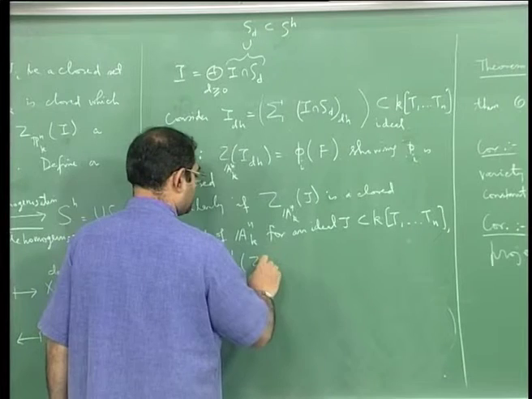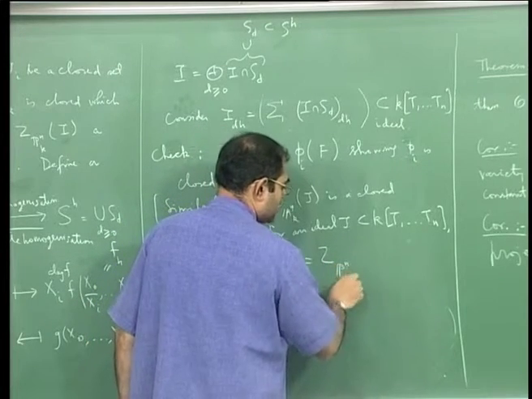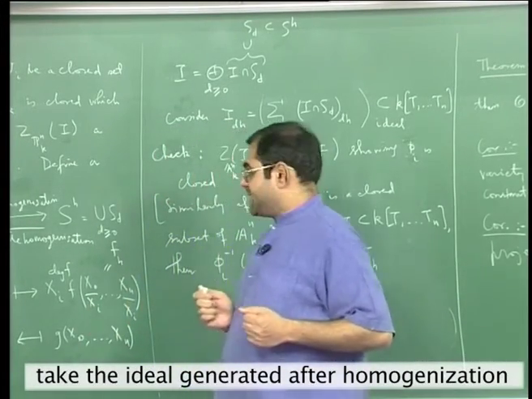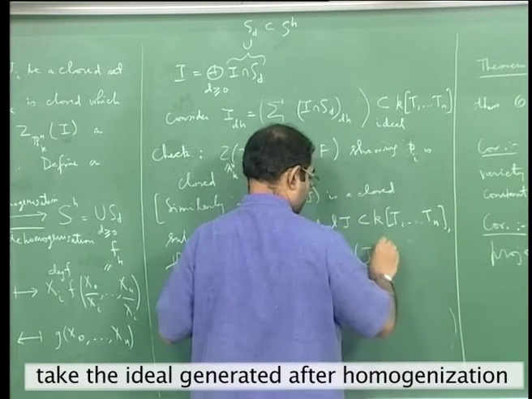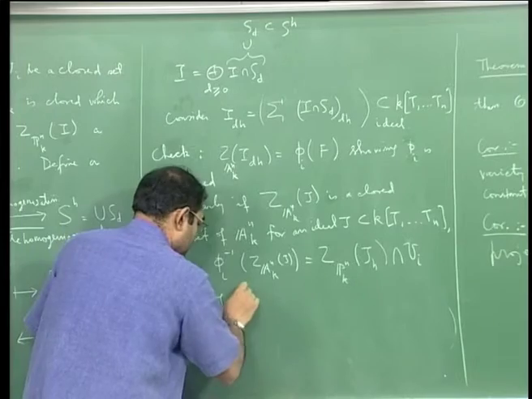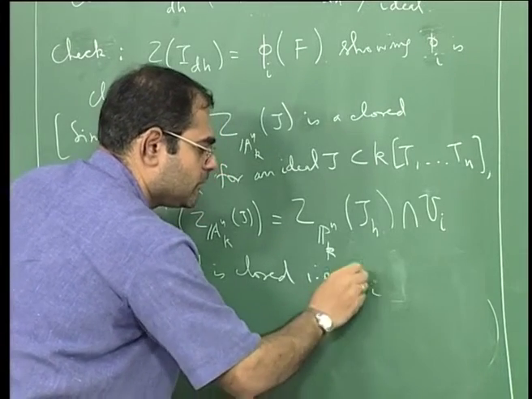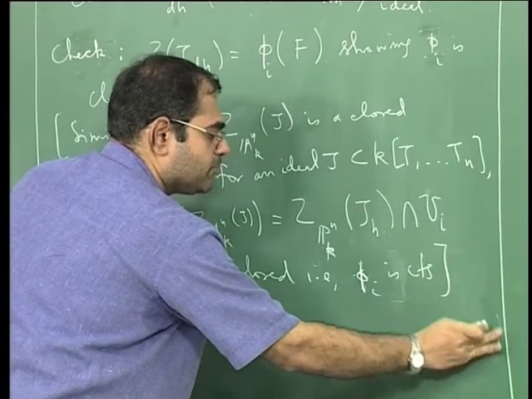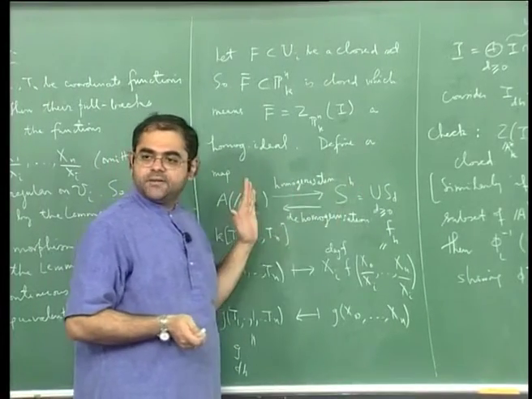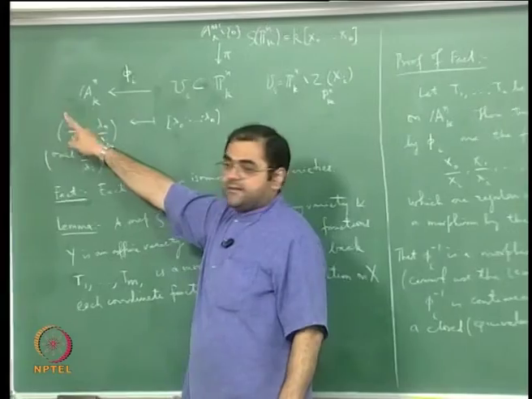phi inverse of Z in A^n of J is simply Z in P^n of the homogenization of J, which is J^h. Okay, it is the homogenization of this ideal, and it is that intersection with Ui, showing phi inverse closed, that is phi is continuous. Okay, so once you understand this homogenization and dehomogenization, you see clearly that's what is going on at the algebraic level.